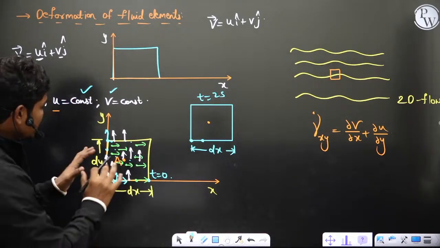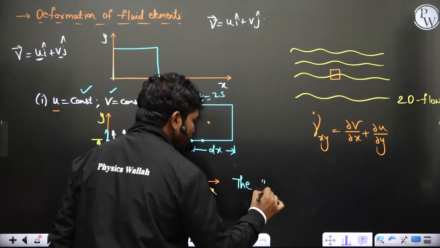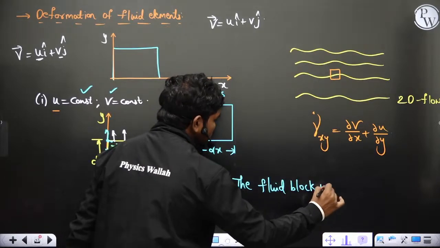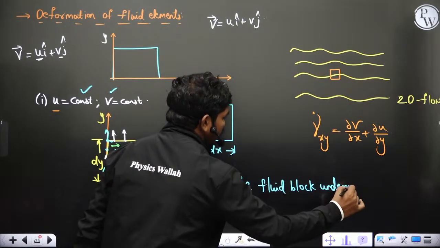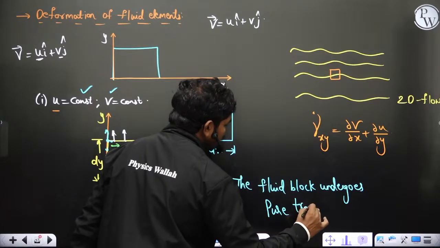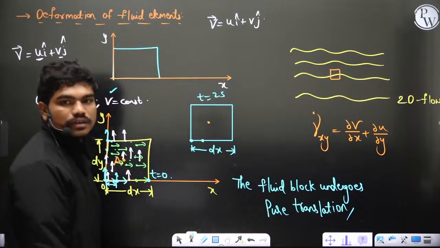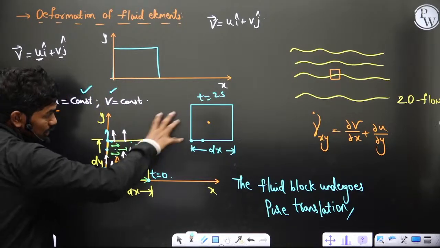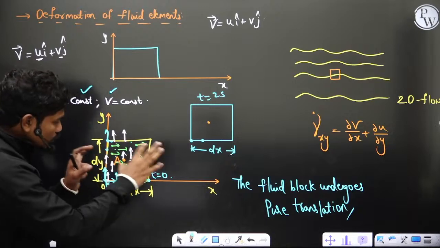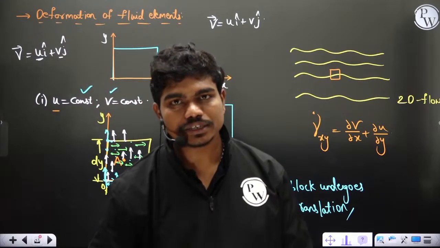So in this case, whenever u is equal to constant and v is equal to constant, the fluid body or the fluid block undergoes pure translation. There is no deformation in this case. This is actually a pure translation case, meaning the particles just shift from one point to another point by equal amounts, so that there is no variation. Clear? Is this point clear to all of you?